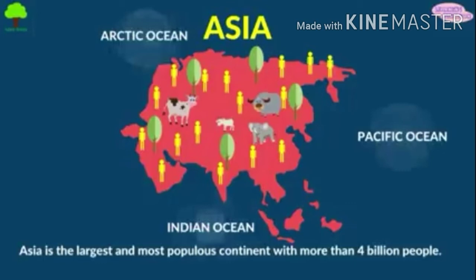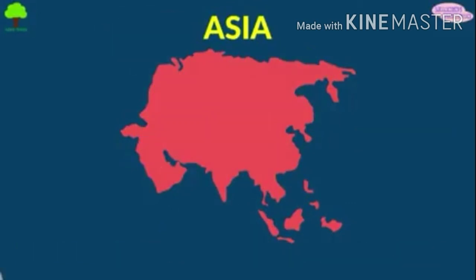Asia. Okay, one more time I will recall. Asia is the largest continent, covering approximately 30% of the earth's total land area. Most of it lies in the northern hemisphere. It is bounded by the Arctic Ocean in the north and the Indian Ocean in the south. The Pacific Ocean lies to the east of Asia.